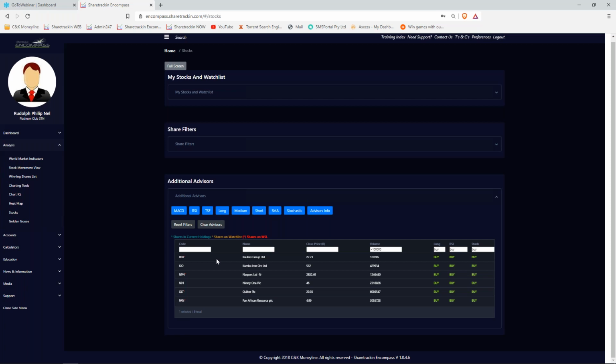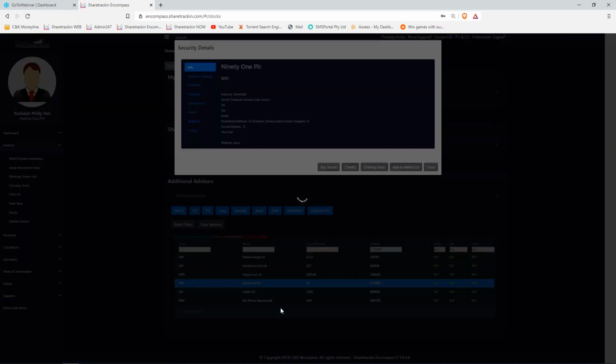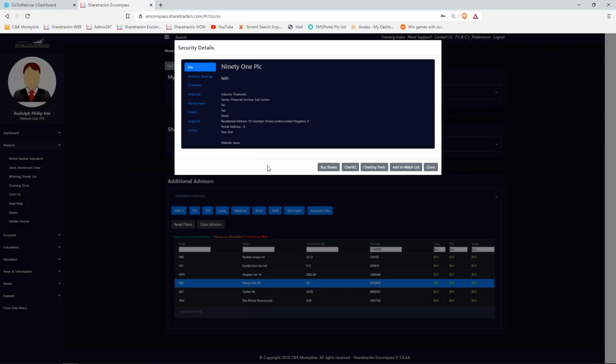So we've currently got Rubik's Group, Kumba Iron Ore, Naspers, 91 PLC, Quilter, and Pan Africa Resources Limited. Okay, so what we're going to do is click on 91 PLC. So let's select this one, and then it's going to open the security details for us. And then we can click on the Chart IQ.